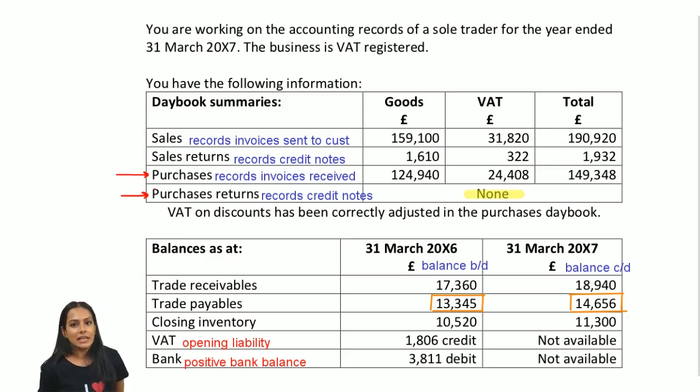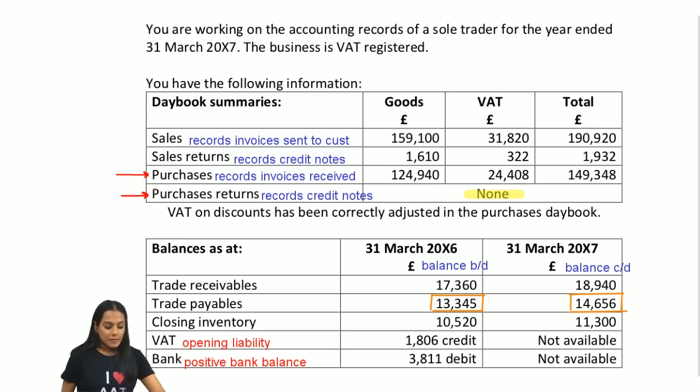Because you haven't sent any goods back to the supplier, we're going to ignore that line and just continue looking at the purchases line. Purchases, the amounts that you have bought from your supplier, gave you a total amount of 149,348. This means that you owe the supplier this amount of money.